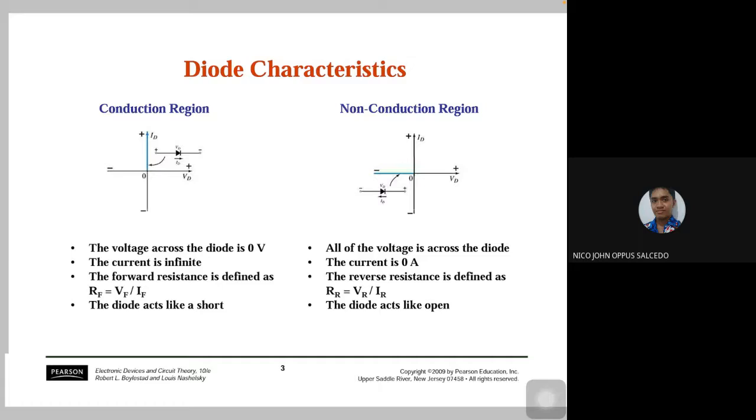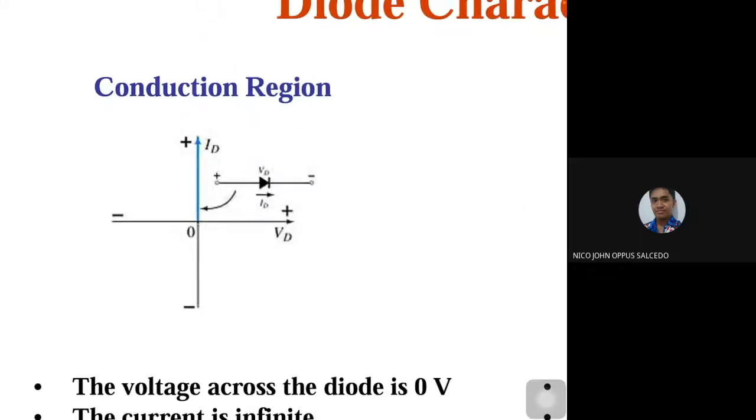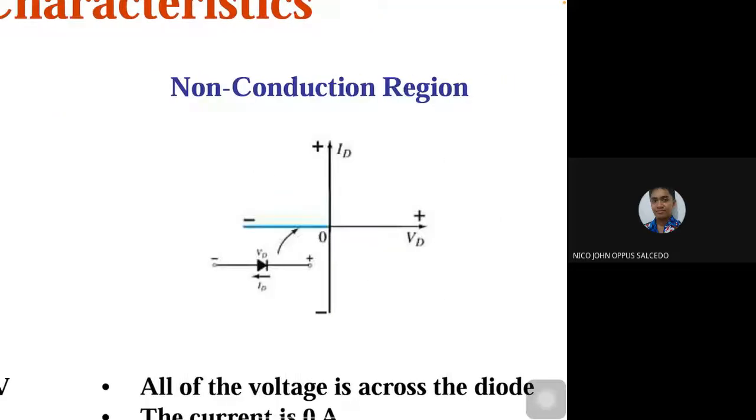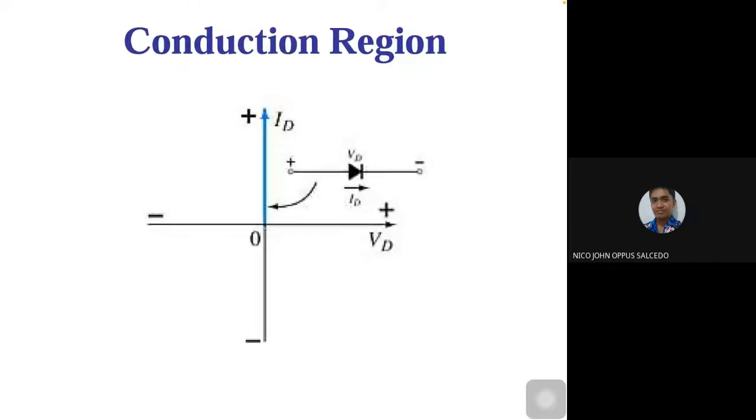So we have two regions that are of importance. Actually, tulo day gani dapat, no? sa diode. These are the two main regions of interest sa atong diode. We have the conduction region and the non-conduction region. So I think this is the first time that we've seen a VI plot or voltage current plot. 'Di ba? Voltage is V, current is I.